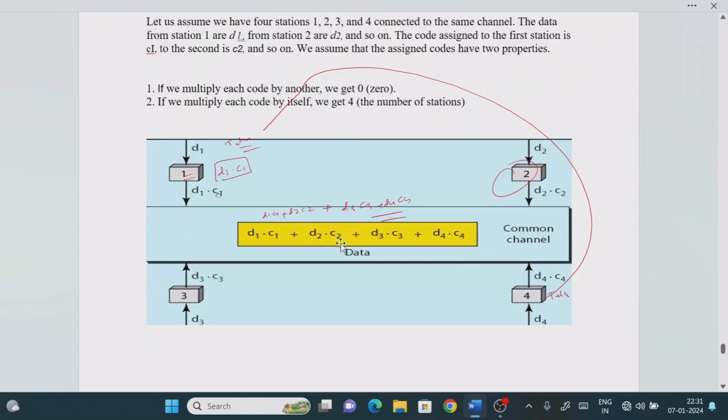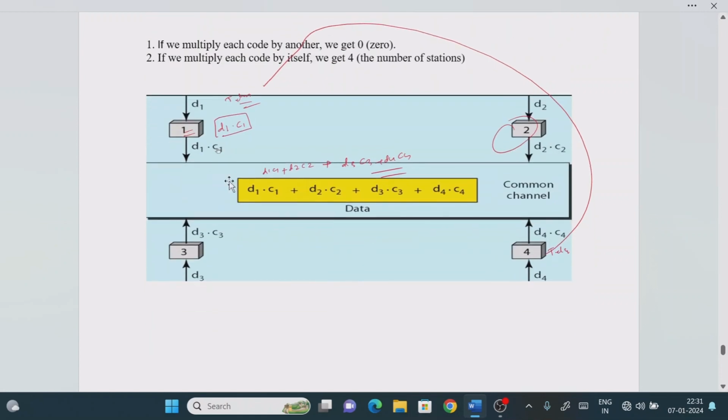Now the question is how I can find out. Suppose I want to hear the C1 data, or data 1, from station 1. How can I get it?